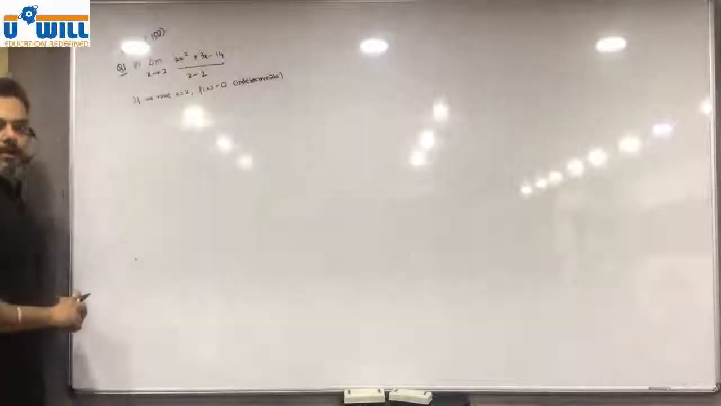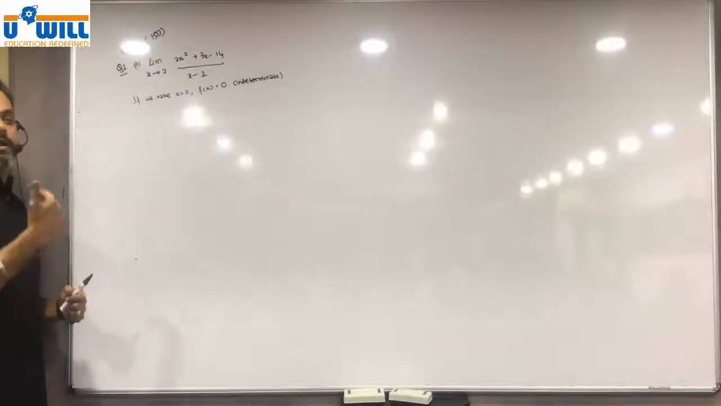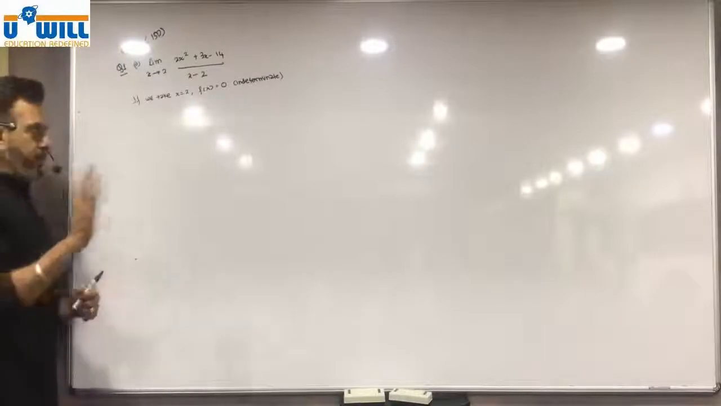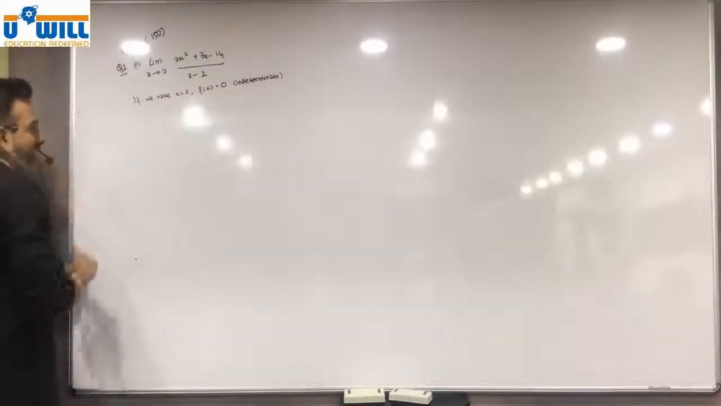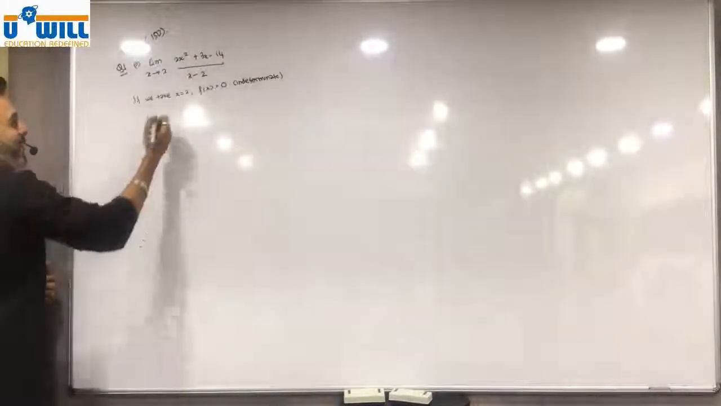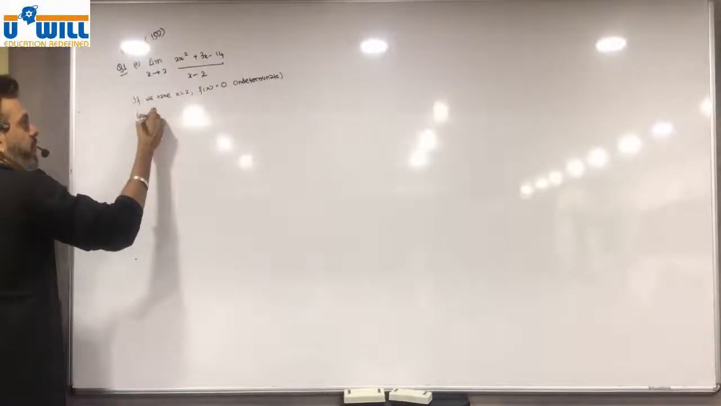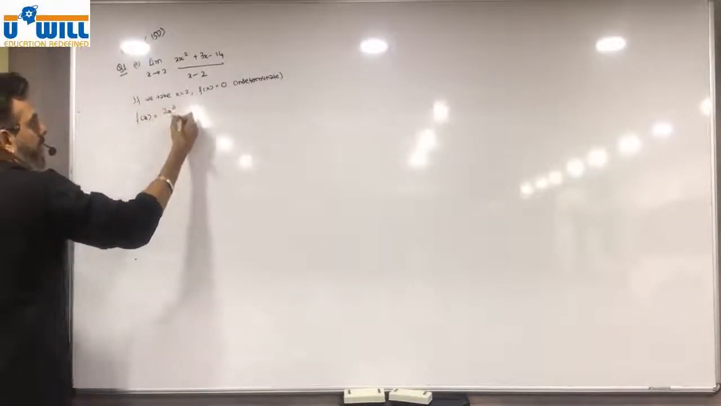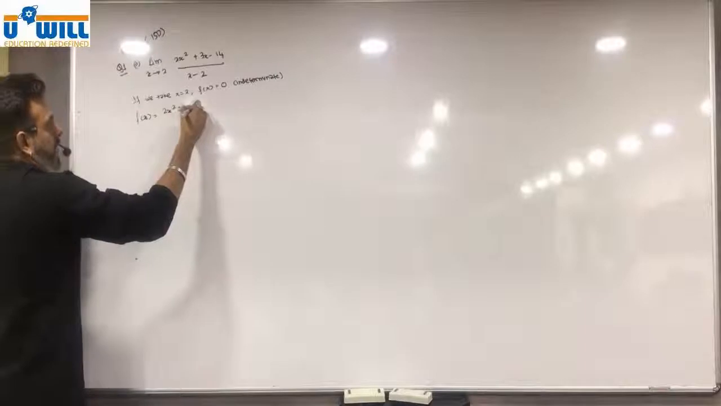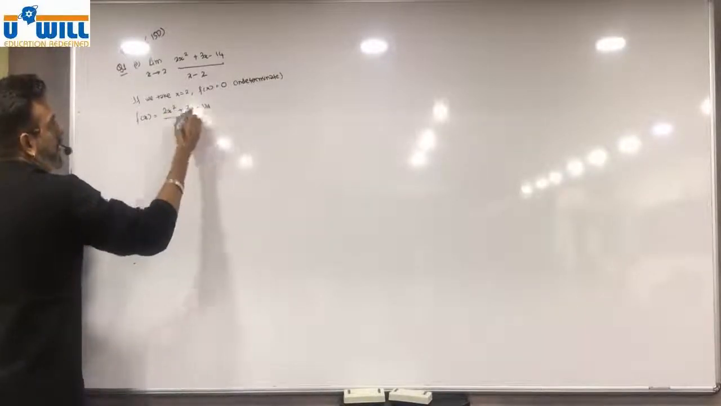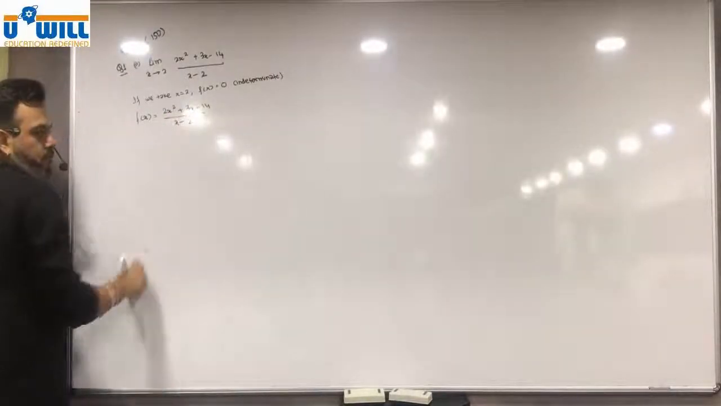What is the meaning of indeterminate? हम determine कर सकते नहीं. Okay, very good. Now, over here we write the function, so we have to solve this now. 2x square plus 3x minus 14 upon x minus 2.